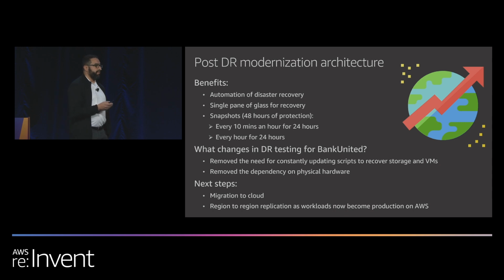Snapshots, 48 hours of protection. We protected our environment with the capacity of lowering our RPO and RTOs by leveraging snapshot store and replication. So we snapshot every 10 minutes for 24 hours, and after which we snapshot every hour for 24 hours. This also allows us to roll back every 10 minutes, up to a day if needed, removing the requirements for backup restores.